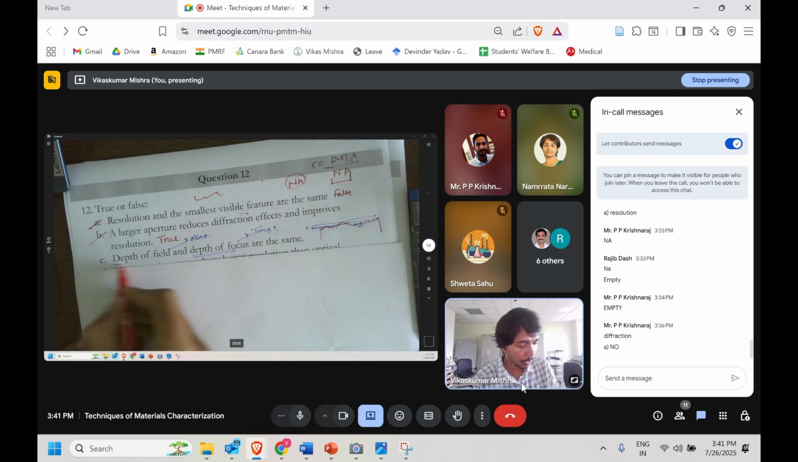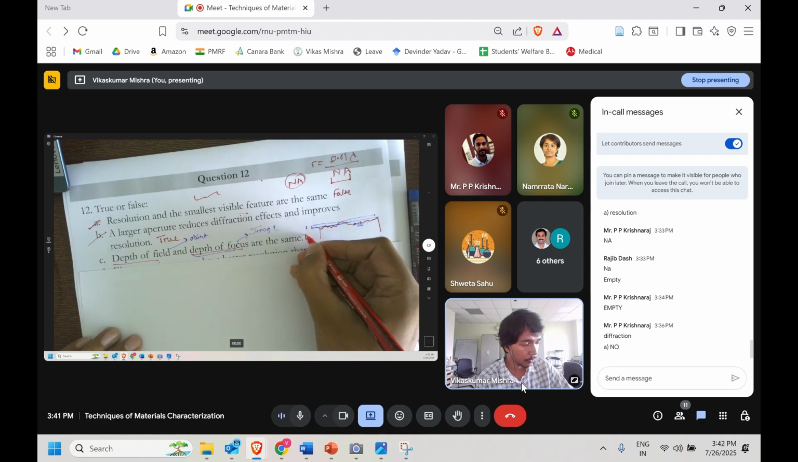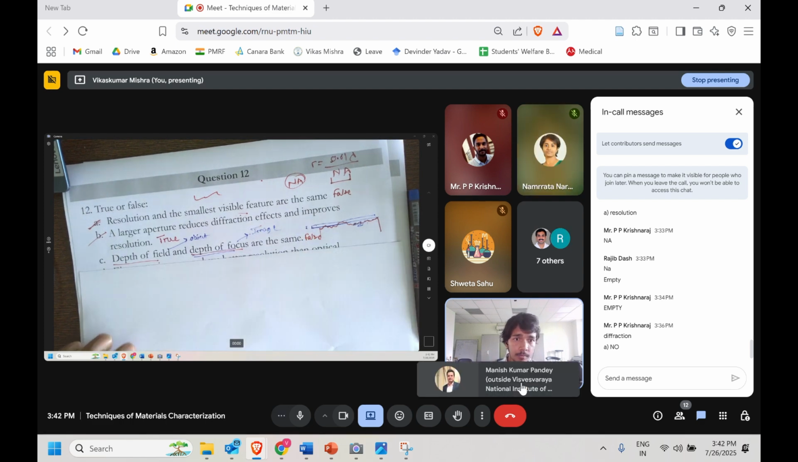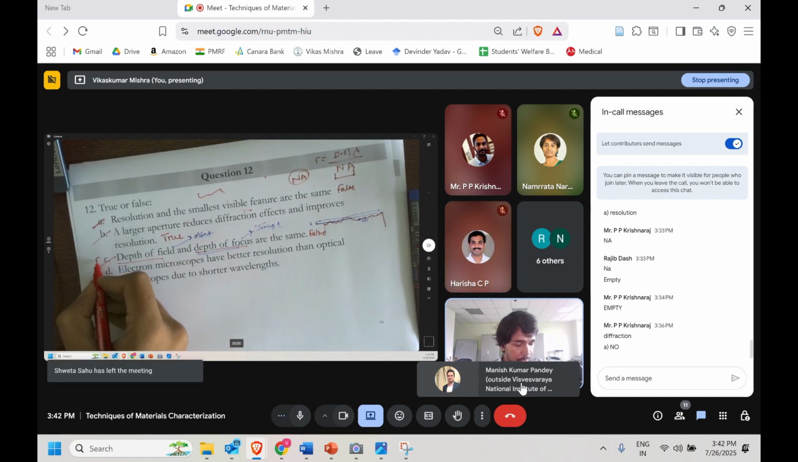I hope it's clear that depth of field and depth of focus are two different concepts. So the answer here is false, right? So we can see that option C is false.